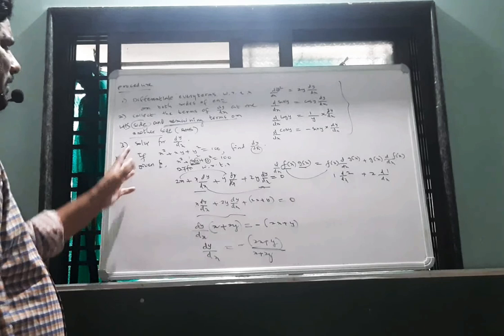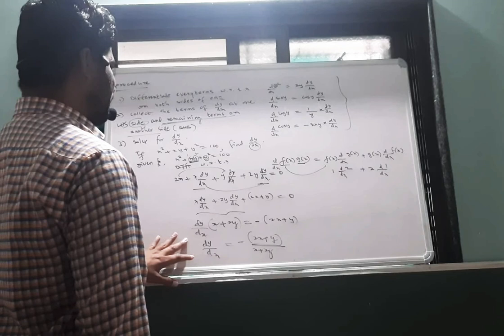This is one example of an implicit function. So this is the procedure. This method is called implicit differentiation. The remaining examples we will see in the next class.